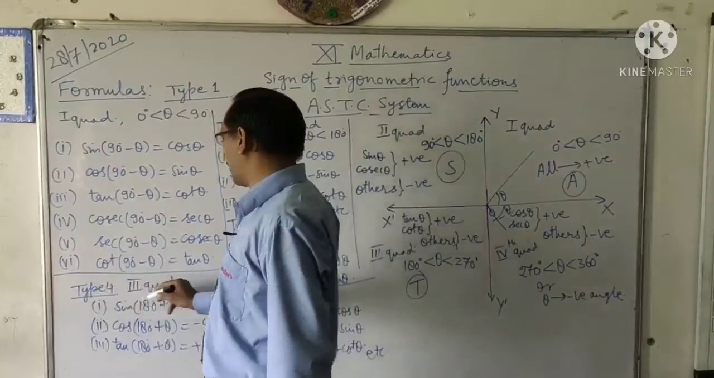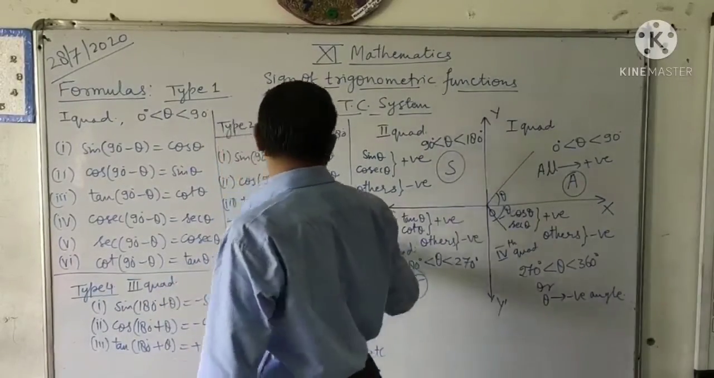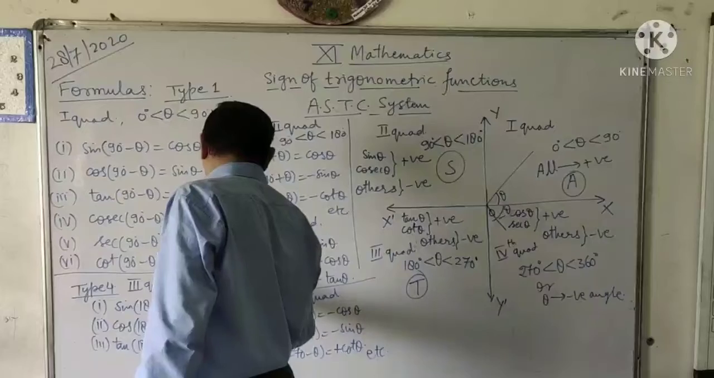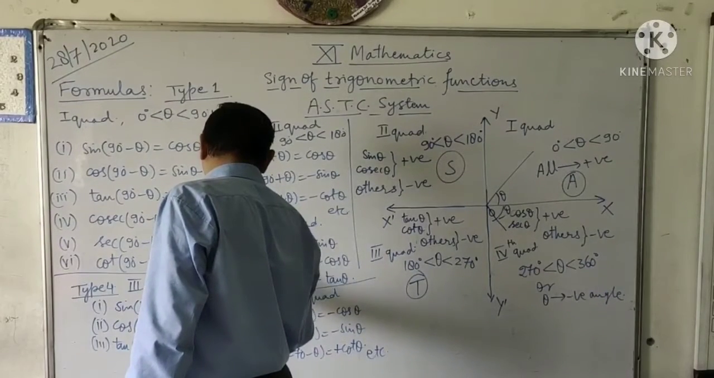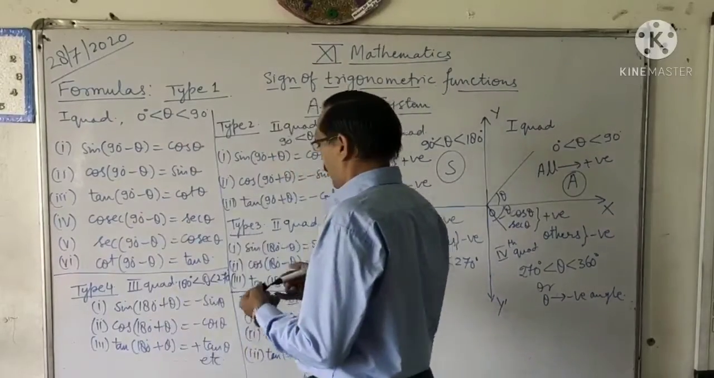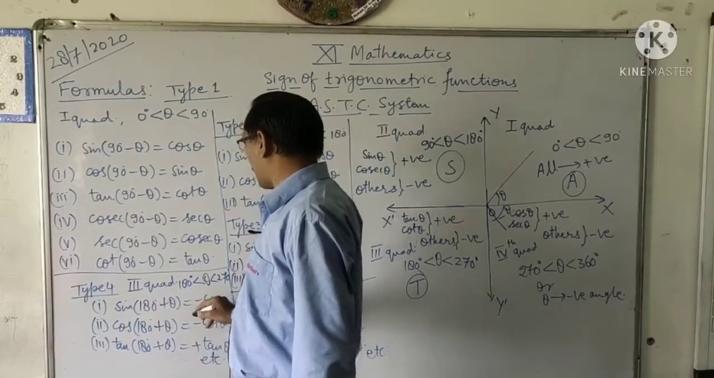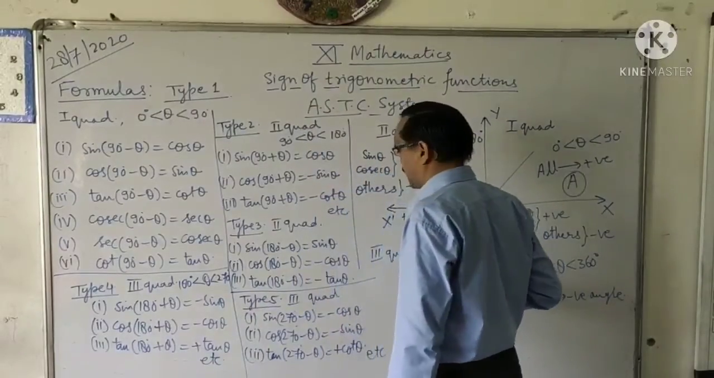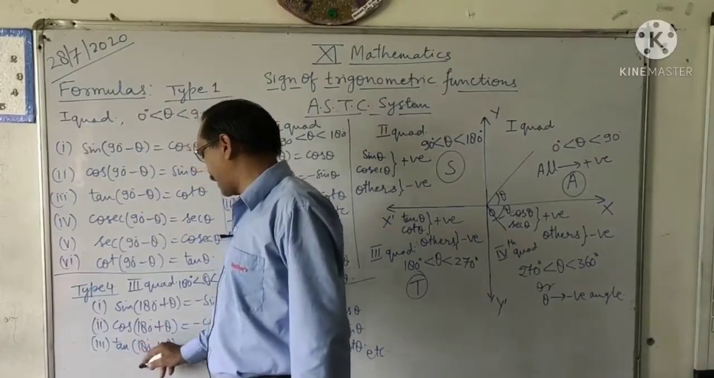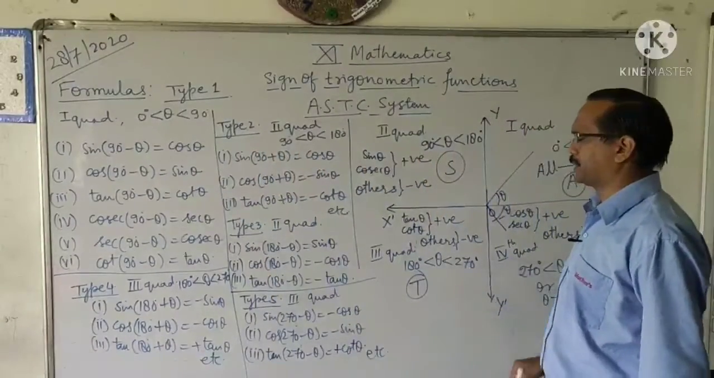Then there is type 4, the third quadrant. In the third quadrant, theta is more than 180 degrees, so theta is less than 270 degrees and greater than 180 degrees. Formula number 1, sin(180 degrees plus theta) equals minus sin theta, because in the third quadrant sin is negative. Cos(180 degrees plus theta) is minus cos theta and tan(180 degrees plus theta) is plus tan theta because in the third quadrant tan is positive.